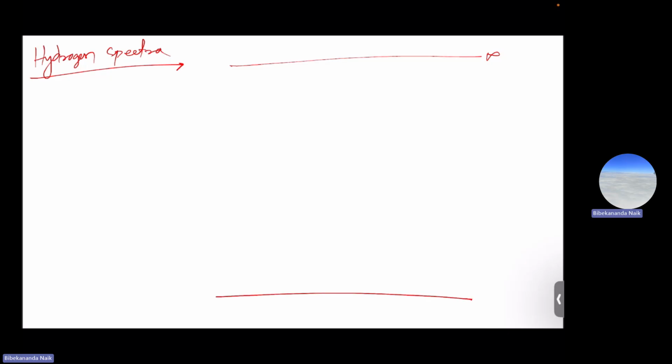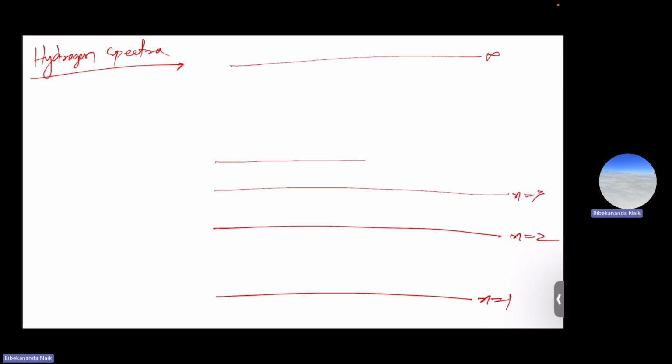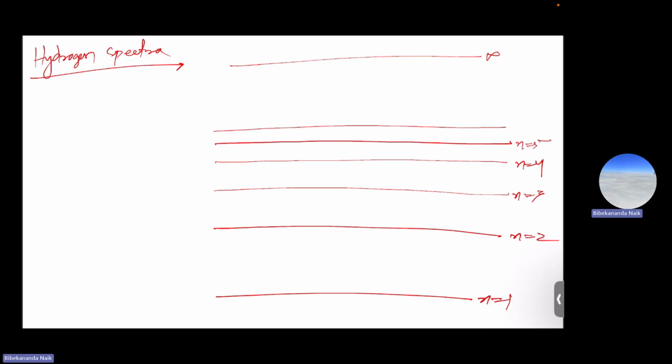Suppose this is n equals 1, this is n equals 2, n equals 3 will be closer to n equals 2 than n equals 2 is to n equals 1. So it will be n equals 2, n equals 3, then 4 will be even closer, 5 will be even closer, n equals 6, n equals 7. So this is n equals infinity.